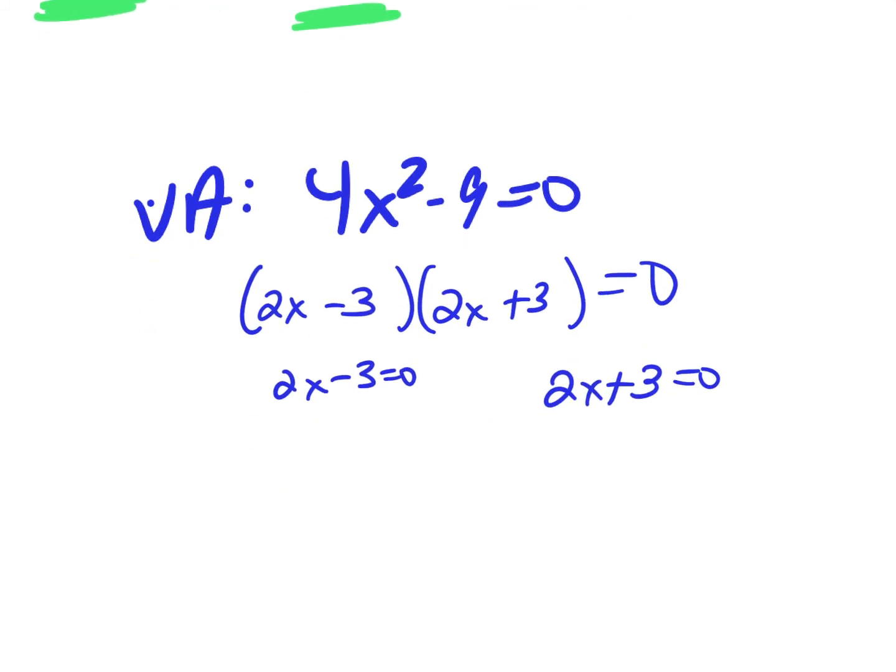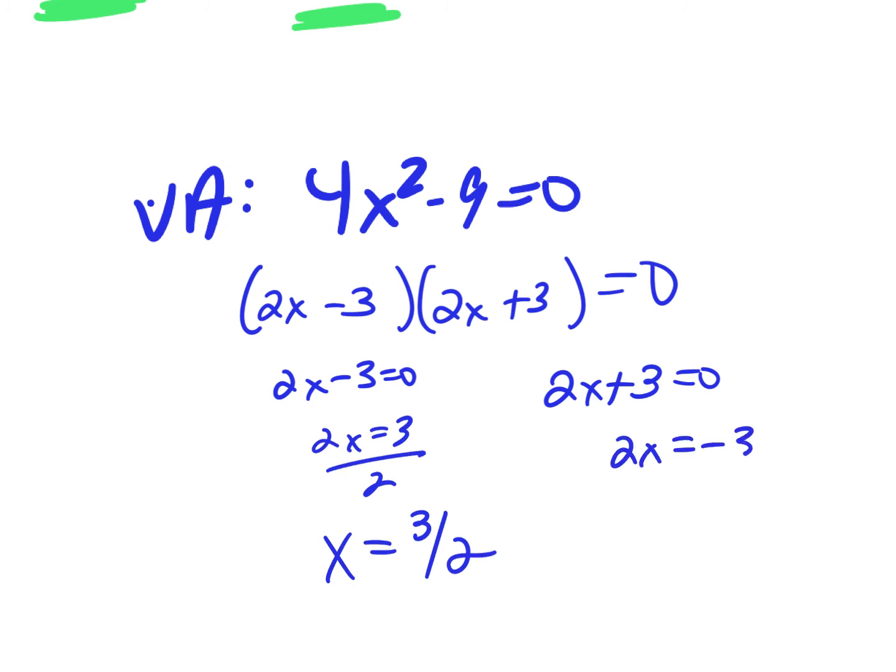We're going to move 3 over. I get 2x equals 3, divided by 2. I have a vertical asymptote at x equals 3 over 2. Here, I'm going to move 3 over. It becomes 2x equals negative 3, divided by 2, and I get x equals negative 3 over 2, right? So I have 2 vertical asymptotes.